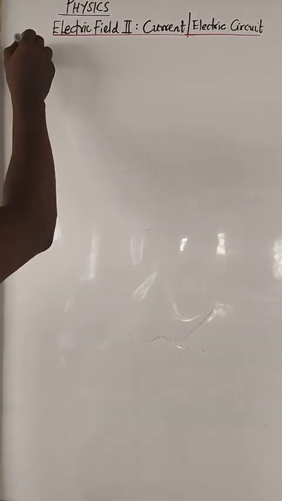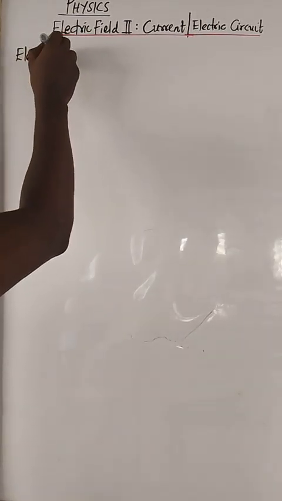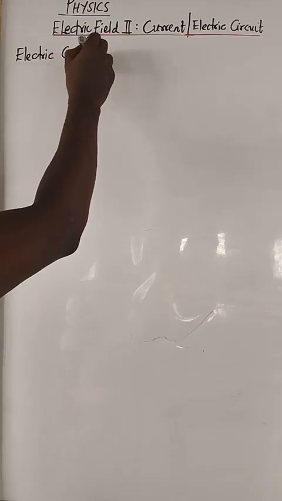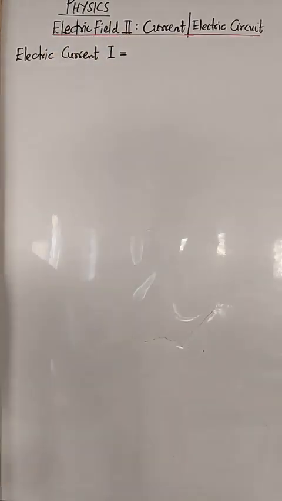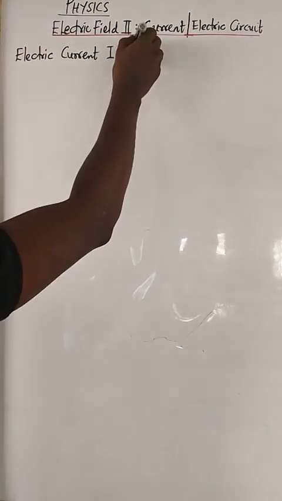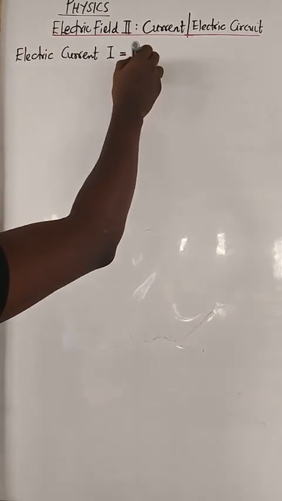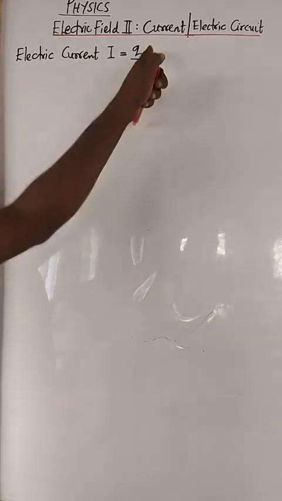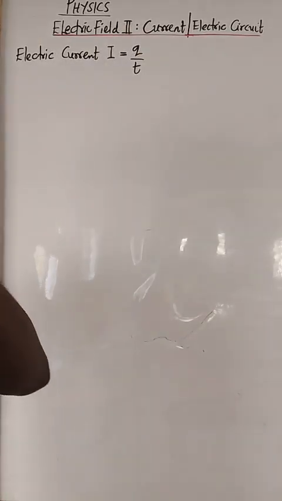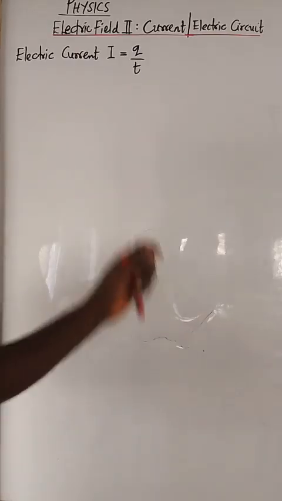So electric current, which sometimes we just call current, symbol I, is the rate at which charges flow. Rate of flow of charges is called electric current. Rate of flow of charge. So this Q is quantity of charge in coulombs. This T is time in seconds.